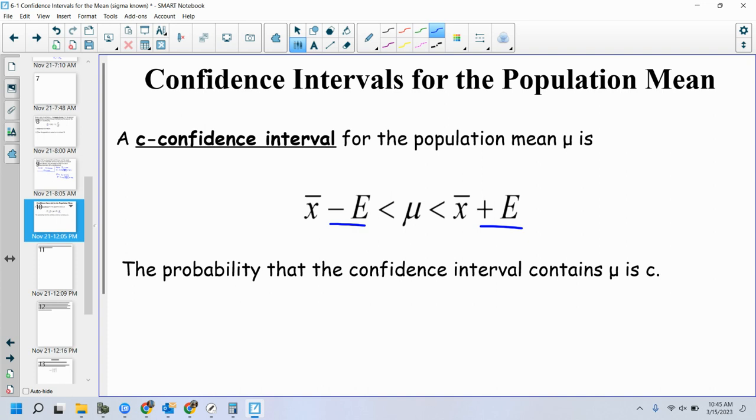And that relates directly to probability, right? The probability that the confidence interval contains mu is that C value. So if you are 99% confident, that means that the probability that mu is going to fall into that interval is 99%. If you are 70% confident, that means that the probability of mu falling in that interval is 70%.